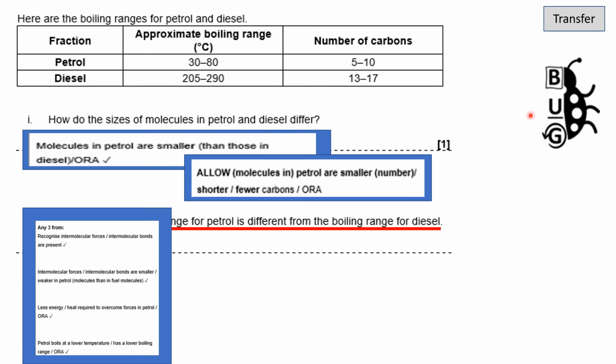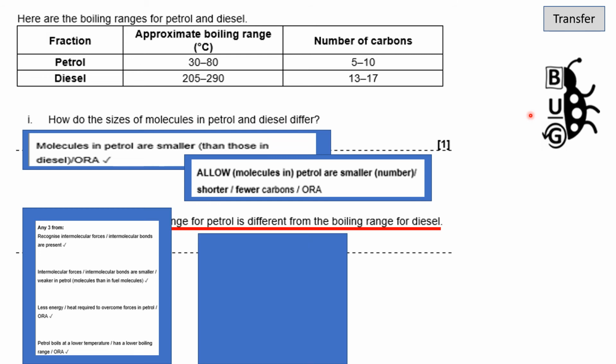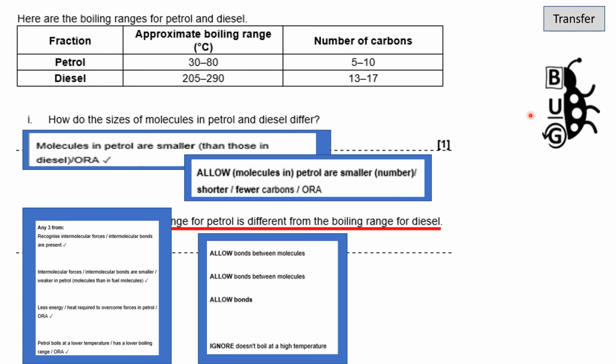If you'd simply said petrol boils at a lower temperature or has a lower boiling range, you would still pick up 1 mark. You can get that with no understanding whatsoever. You're just reading that off the table. What did they allow? They allowed bonds rather than forces. They ignored any reference to the fact it doesn't boil at a high temperature, because that's not the point. You're saying why are they different? So you'd have to talk about higher or lower, stronger or weaker, more energy or less energy, because it's a comparison, petrol to diesel.